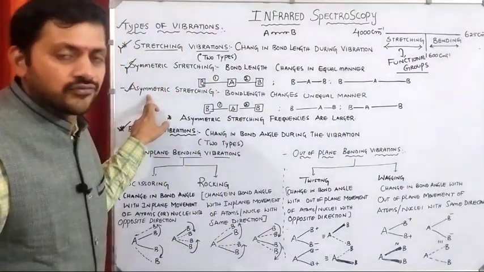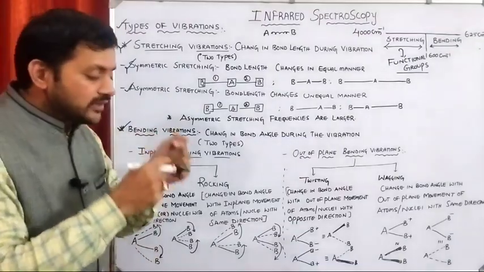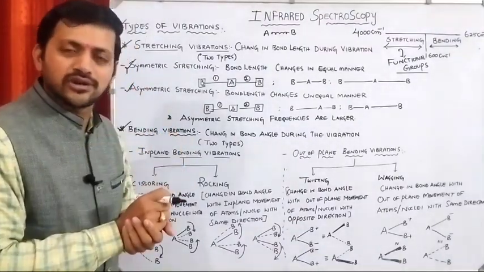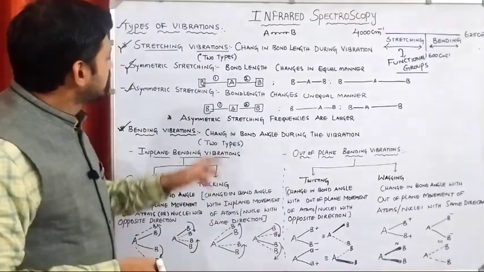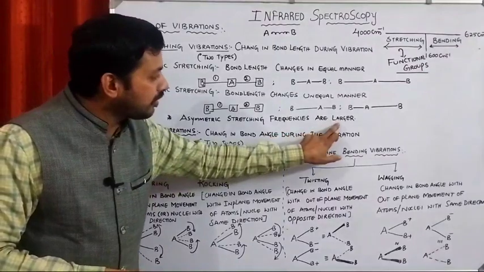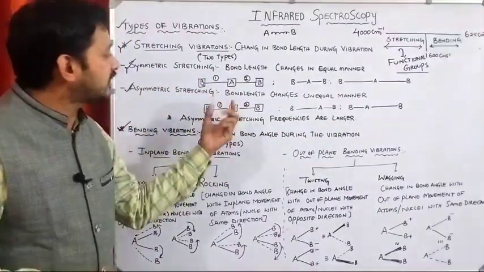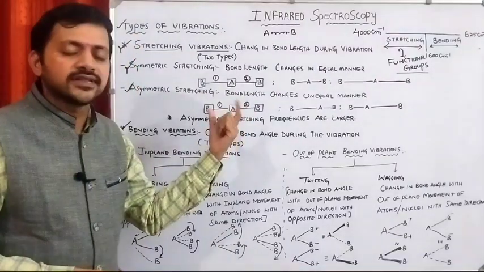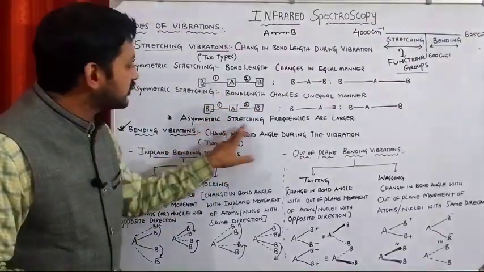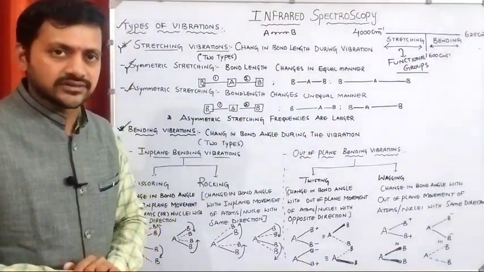Asymmetric stretching vibrations. Right? Now, during the vibration, what we are getting? The change in the frequency or not? Right? So, see the point. Asymmetric stretching frequencies are always larger than the symmetric stretching frequencies. Why? Because there is a lot of variation in the change in the bond length. That's why the asymmetric stretching frequencies are higher than the symmetric stretching frequencies.